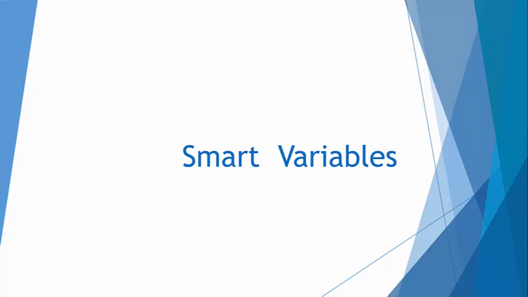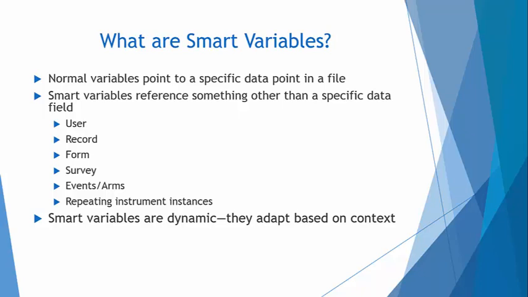In this video, we're going to be talking about smart variables. Smart variables are a feature that was introduced in REDCap version 8.5, which the University of Colorado moved to this summer. A normal variable looks at a specific data point in the file. It references just one field, in just one event, or just one instance, and it always points to that exact same item.